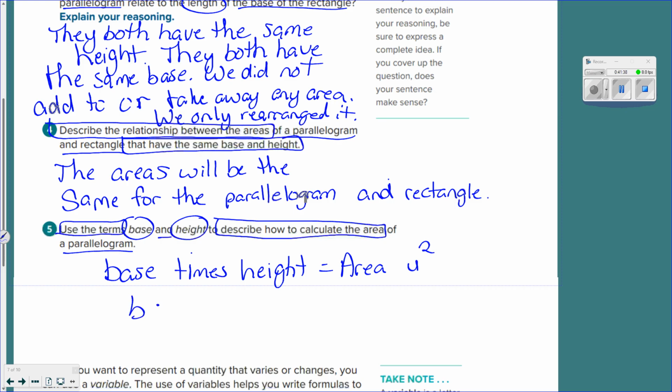Make sense? What doesn't make sense? Somebody said no. Who? Okay, what doesn't make sense? Guys, I don't know why you're yelling. We put units squared if we don't know if it's inches, feet, centimeters. We always use units if we don't know what they are. And it's always squared. Got it? Guys, we're talking.